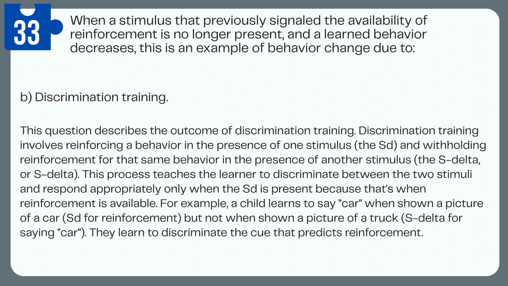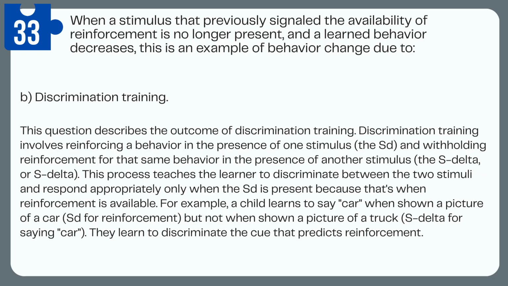Answer: B. Discrimination training. This question describes the outcome of discrimination training. Discrimination training involves reinforcing a behavior in the presence of one stimulus, the SD, and withholding reinforcement for that same behavior in the presence of another stimulus, the S delta. This process teaches the learner to discriminate between the two stimuli and respond appropriately only when the SD is present, because that's when reinforcement is available.